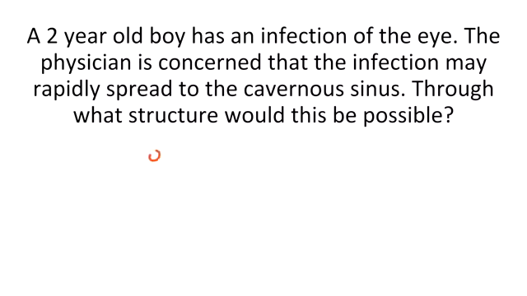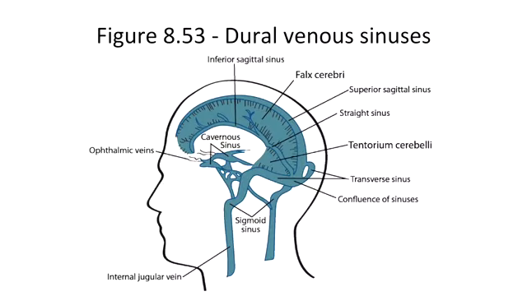Recall that the ophthalmic vein drains directly into the cavernous sinus. So again, infections of the eye can spread to the cavernous sinus through the ophthalmic vein. The physician is concerned about spread to the cavernous sinus because then the infection could spread throughout the brain and become much more life-threatening. From figure 8.53, we can see that the ophthalmic vein receives blood from the eye and drains directly into the cavernous sinus.